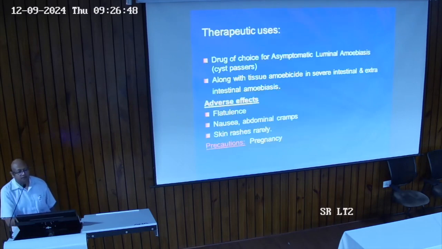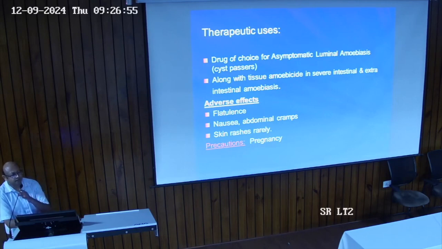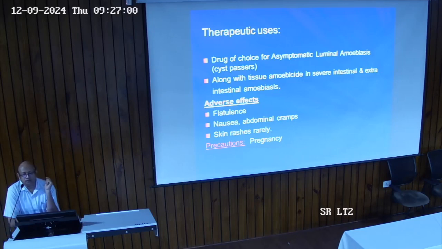Therapeutic uses: the drug of choice for asymptomatic luminal amoebiasis, that is cyst passers, along with a tissue amoebicide in severe intestinal and extra-intestinal amoebiasis. Those people who handle food, like the chefs in the hotel industry, are all tested to make sure they are not carrying the cyst of this kind of protozoa. Otherwise it will multiply and pass on to the customers who are eating the food prepared by them.